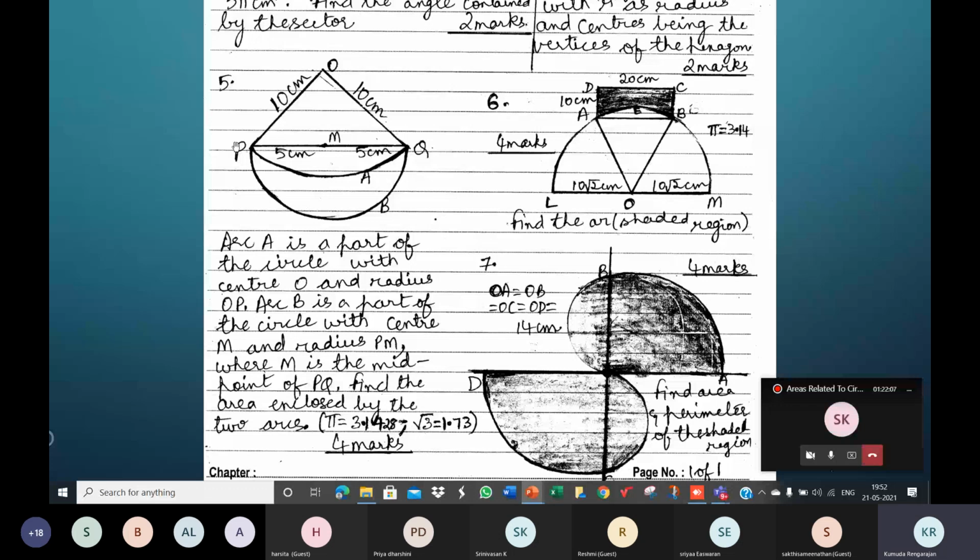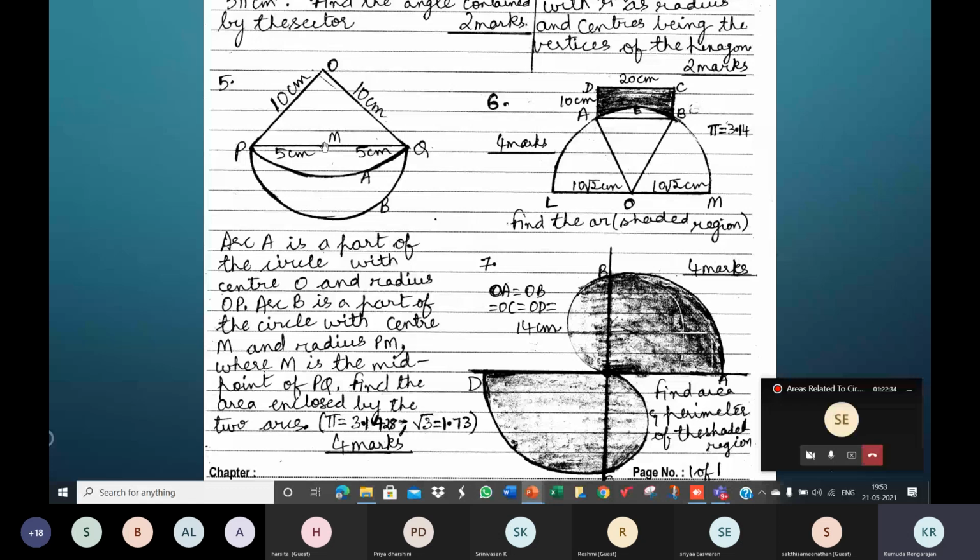So the area of the segment is the area of the sector minus the area of the triangle, which is 9.13 centimeters square. What's the area of the semicircle? Now this one is a semicircle because it's given.